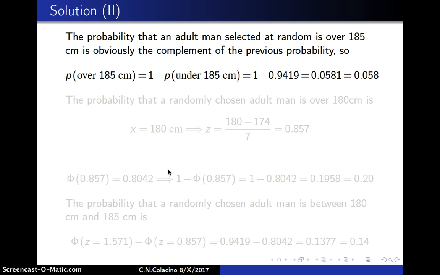The probability that an adult man selected at random is over 185 centimeters is obviously the probability of the complementary event of the previous case, so the complement of the previous probability. So P over 185 centimeters is obviously 1 minus P under 185 centimeters. So it's 1 minus 0.9419, which equals 0.0581, which is equal to 0.058, always to two significant figures.